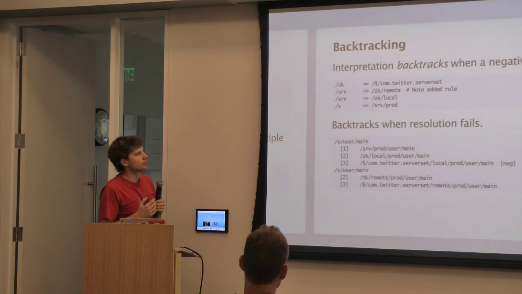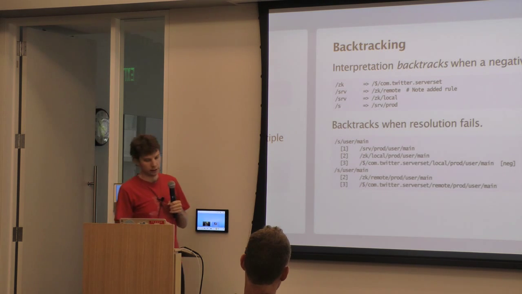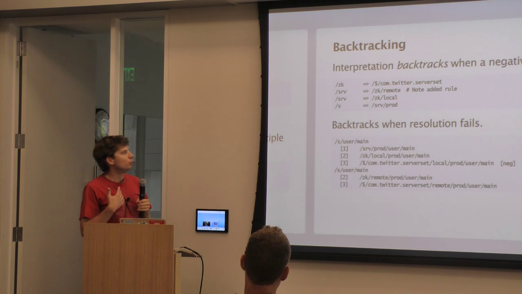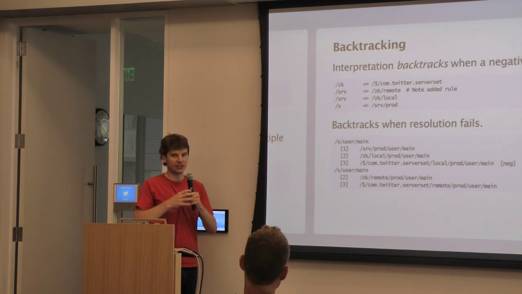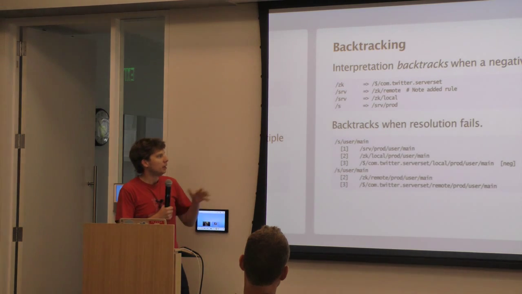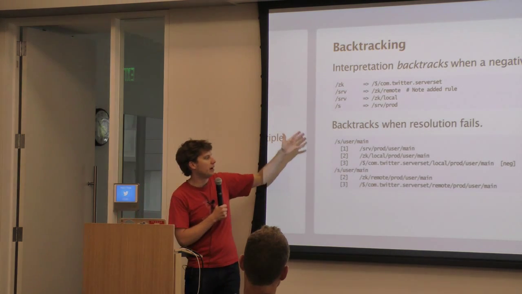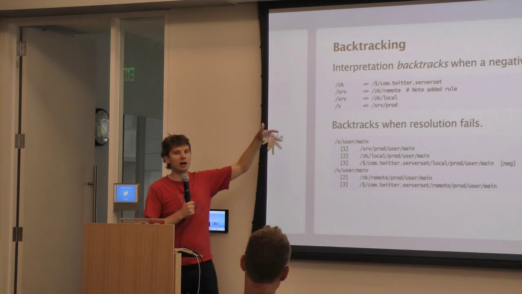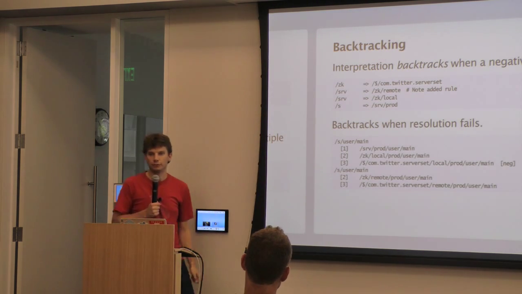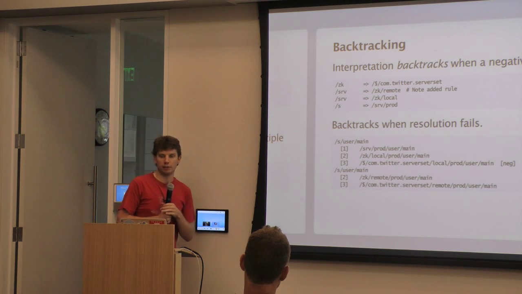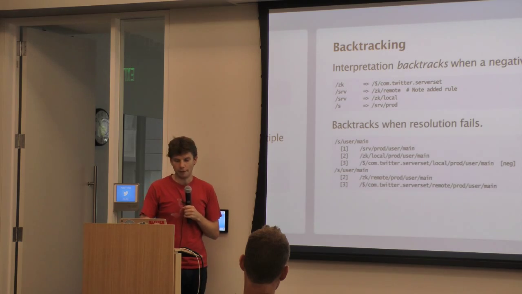Now, the interesting thing about that is that we now have a way of separating symbolic names from how they're interpreted, right? I might in my code just talk about /s/user/main, but I might alter its environment by modifying the delegation table. And not only that, but the delegation table gives me a lot of interesting flexibility, which I'll get into now.